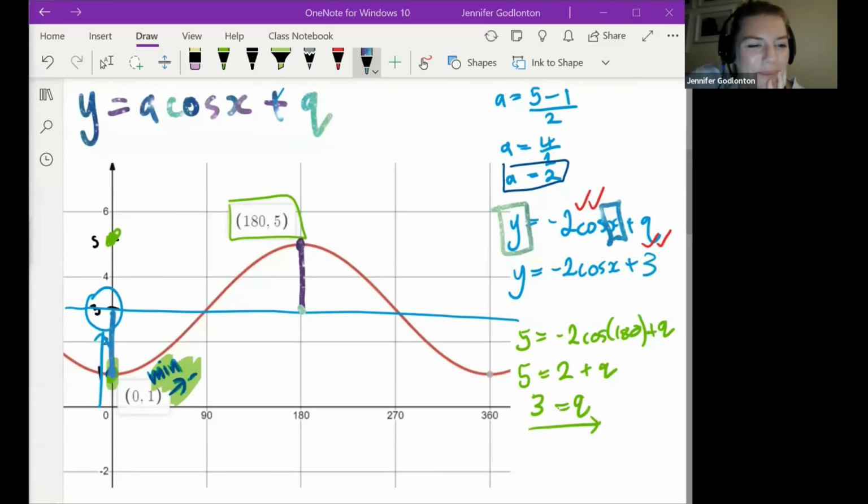Monica, how can I help? Ma'am, I was asking, when your cos graph is upside down, meaning it's negative, and when it's upright, it's positive. Yes. Okay, so it's going to work the same as the parabola. Yes, exactly. Okay, thank you, ma'am.